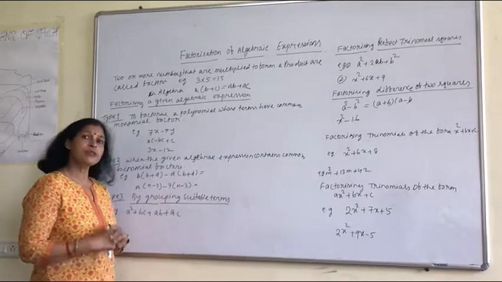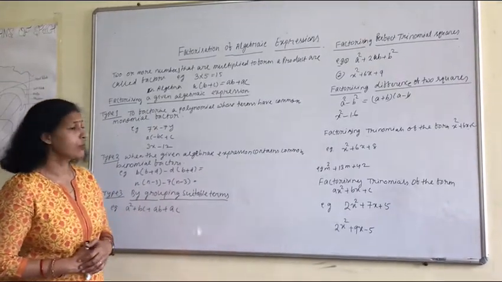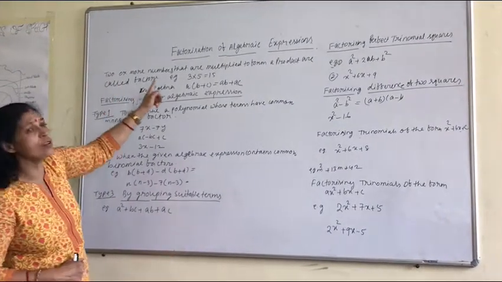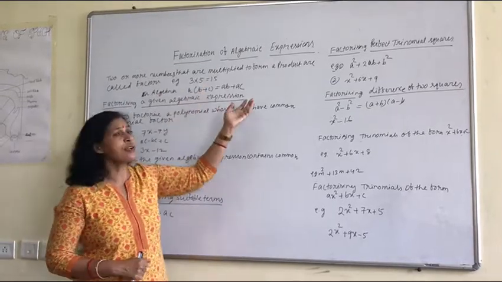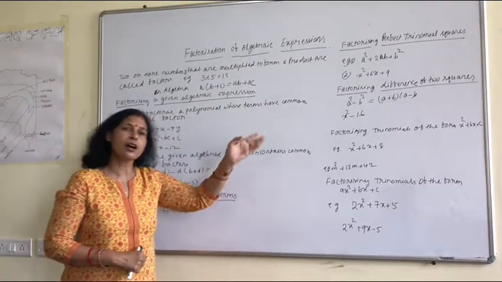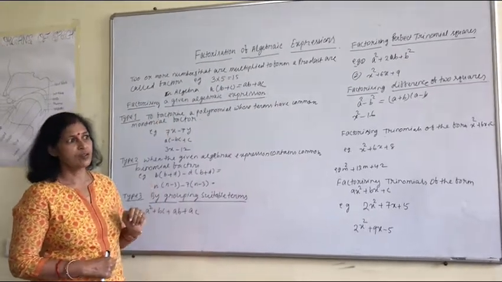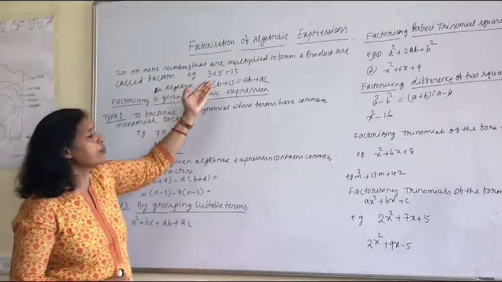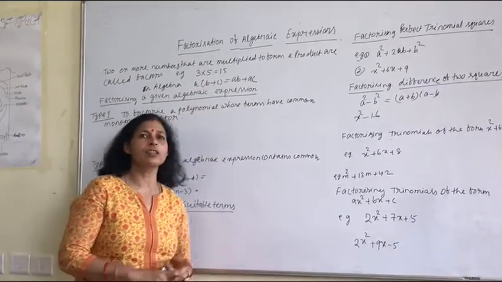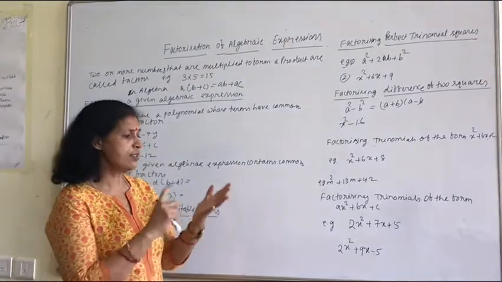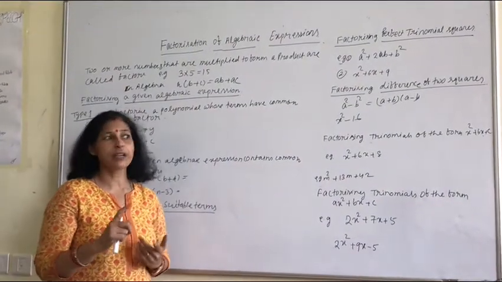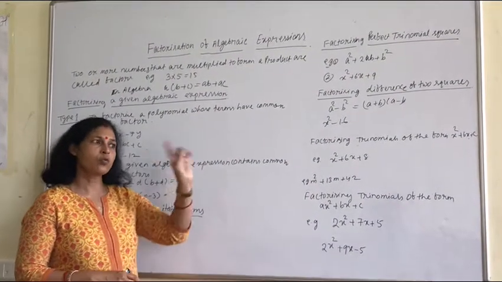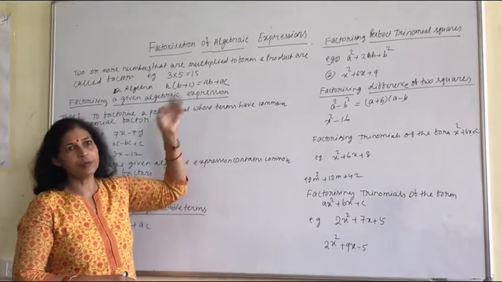So, what are factors? Two or more numbers that are multiplied to form a product are called factors. For example, 3 into 5 is 15. That means factors of 15 are 3 and 5. Factors of 15 are 1, 3, 5 and 15.